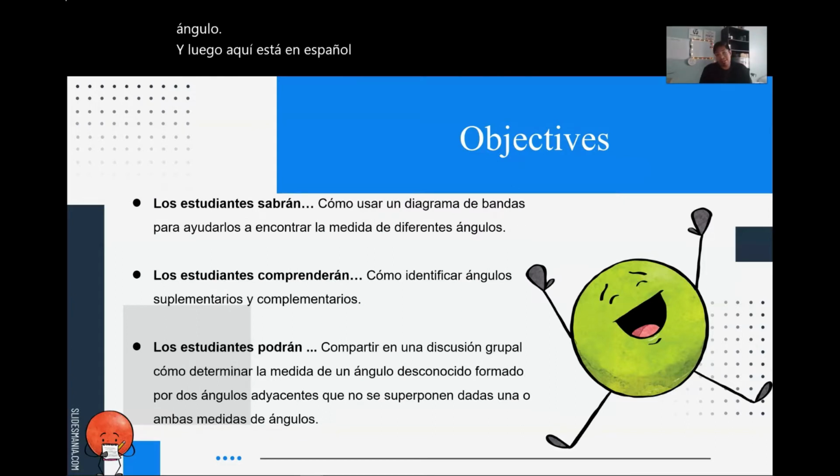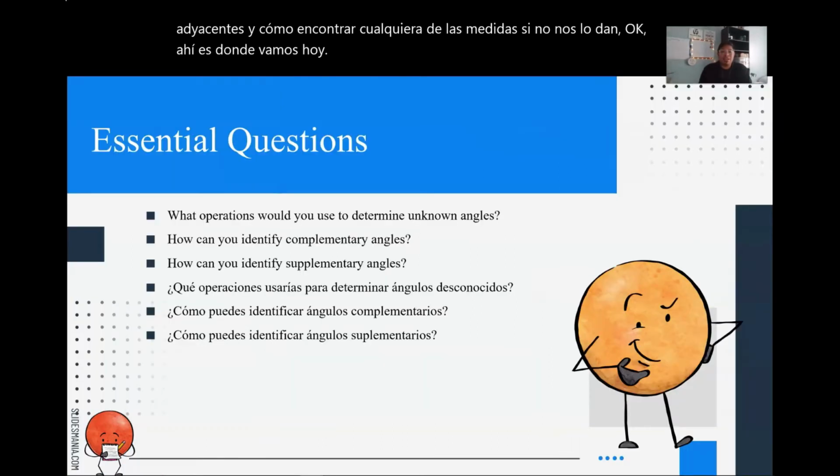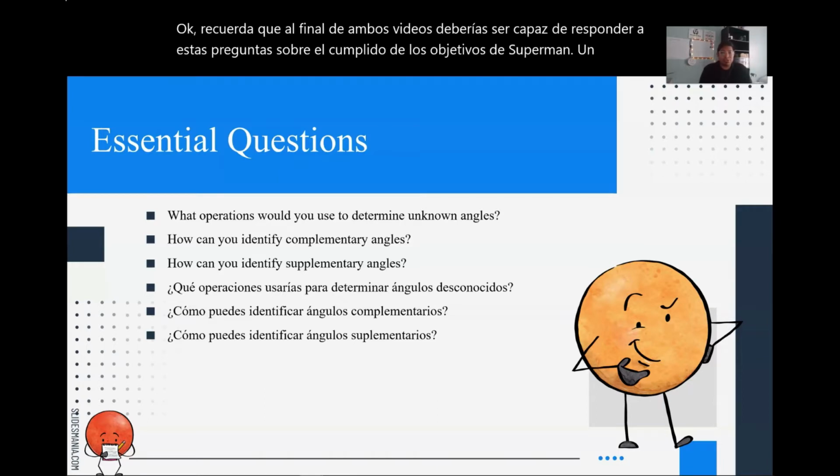So we're going to be learning about adjacent angles and how to find any of the measures if it's not given to us. Okay, that's what we're going to be learning today. Here are the essential questions for this lesson. What operations would you use to determine unknown angles? How can you identify complementary angles? How can you identify supplementary angles? Okay. Remember, by the end of both videos, you should be able to answer these questions about complementary and supplementary angles and what type of operations you use to determine unknown angles.